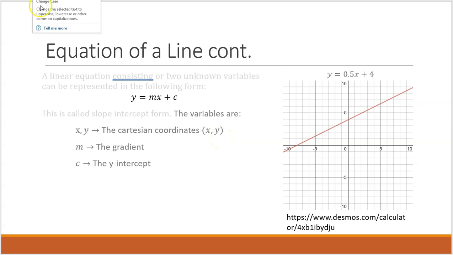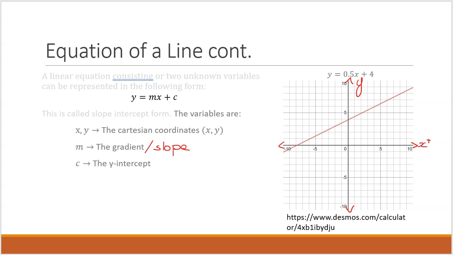So recall that on a Cartesian plane, this horizontal axis is the x-axis, and the vertical axis here is the y-axis. So these x and y points correspond to the x-axis and the y-axis. Now m, remember that we spoke about m in Learning Intention 2, stands for gradient, or the slope. So this depicts the way in which the line itself is tilted.